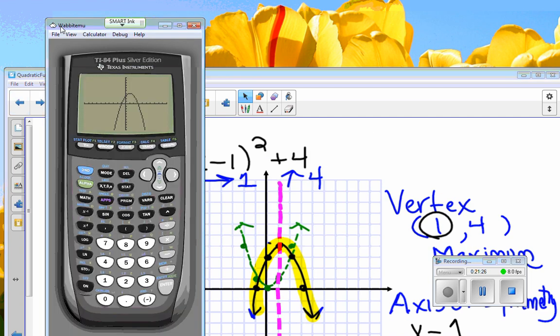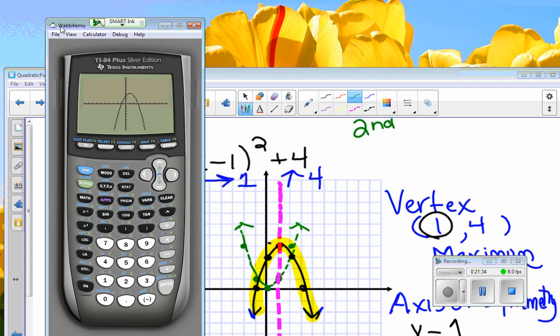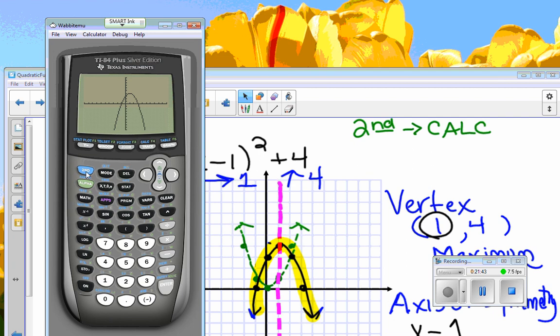When it's in standard form, you're going to go to second, calculate. So here are the calculator steps. Second, and then you're going to hit the calc button. Everyone find where the calc button is. It's above the trace key. So second, calc. If you're trying to find the vertex, you go to second trace or second calc. So Chris, you should be writing this down, or at least following along on your calculator.